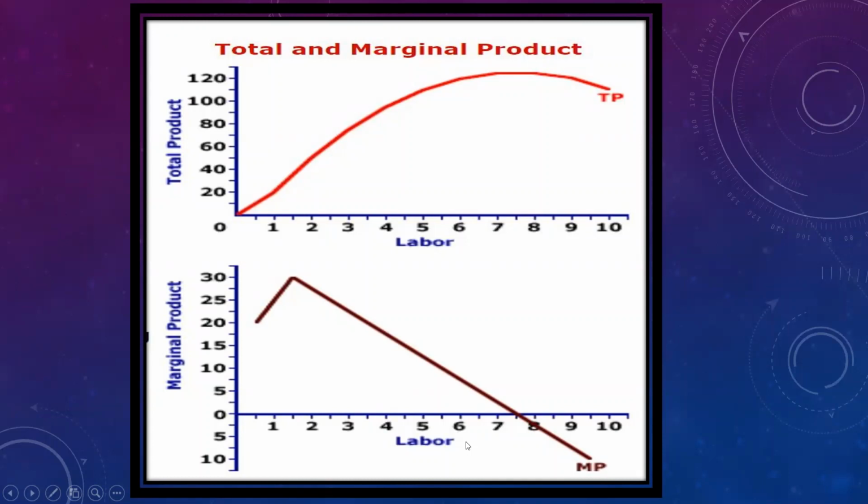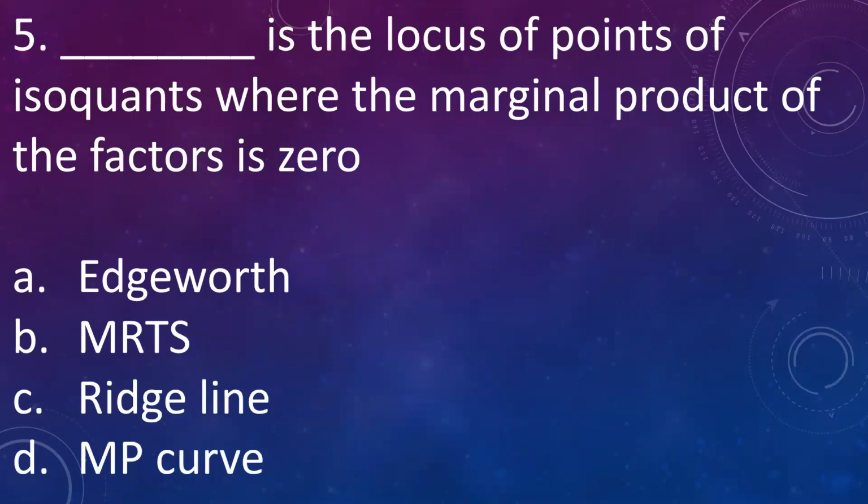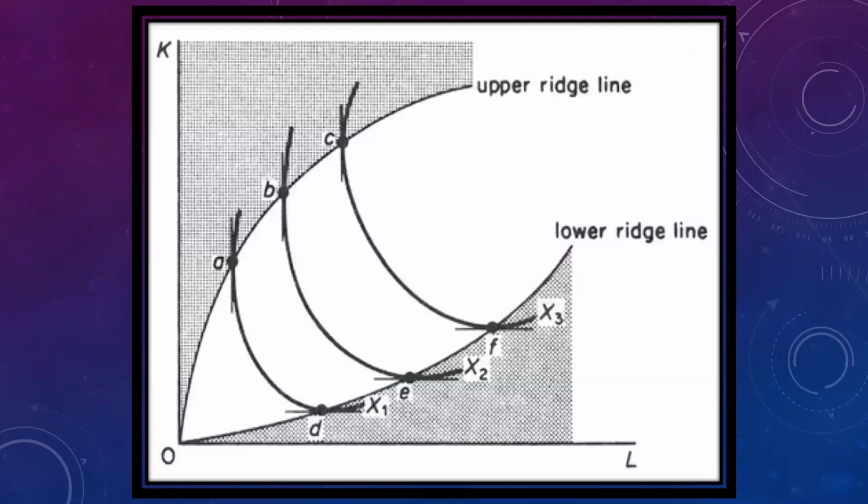Then our next question is, dash is the locus of points of iso-quant where the marginal product of a factor is 0. A. Edgeworth, B. MRTS, C. Ridgeline, D. Marginal product curve. The answer is ridgeline. At the ridgeline, the MP of the factor is 0. There are two ridgelines, upper ridgeline and lower ridgeline.